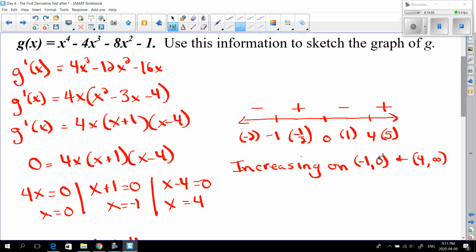Notice how when I use my interval notation, I use round brackets here because it can't equal -1. It can't equal 0. It can't equal 4 because those are the values of x that make it 0. We want to know where it's positive or negative. So we exclude the -1, 0, and 4. And decreasing on the intervals that have negatives above them, well, that would be this one right here. Remember that interval went from -infinity up to -1.